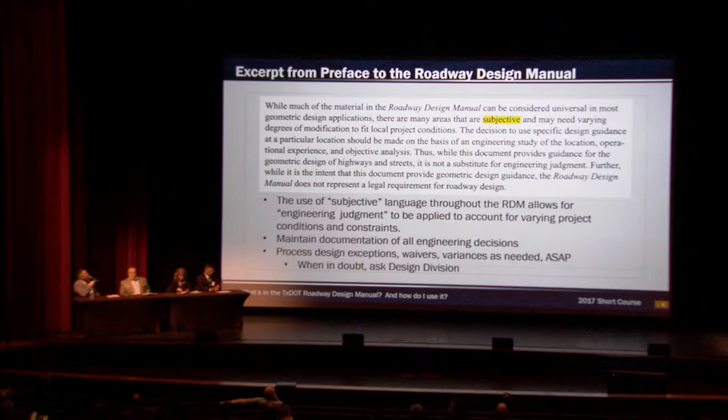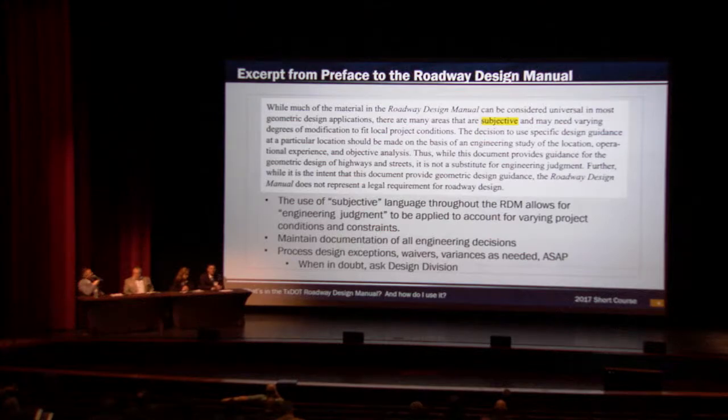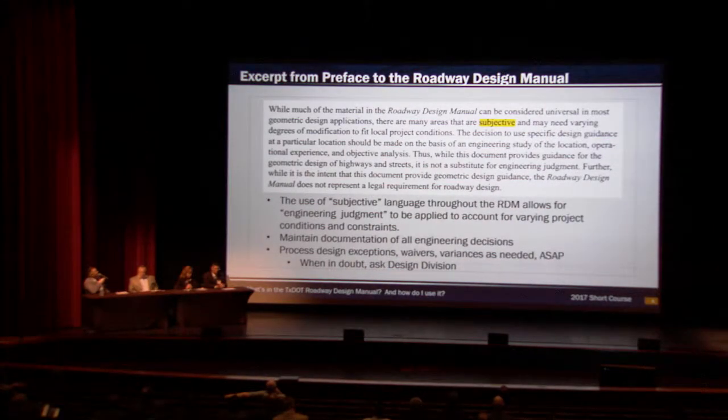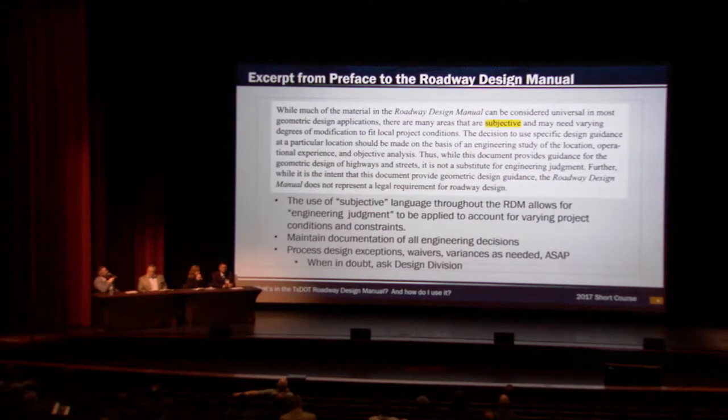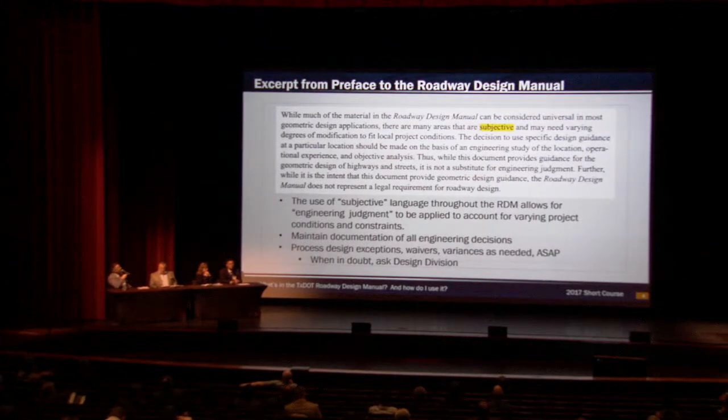While much of the material in the roadway design manual can be considered universal in most geometric design applications, there are many areas that are subjective and may need varying degrees of modification to fit local project conditions. The decision to use specific design guidance at a particular location should be made on the basis of an engineering study of the location, operational experience, and objective analysis. Thus, while this document provides guidance for the geometric design of highways and streets, it is not a substitute for engineering judgment. Further, while it is the intent that this document provide geometric design guidance, the roadway design manual does not represent a legal requirement for roadway design.